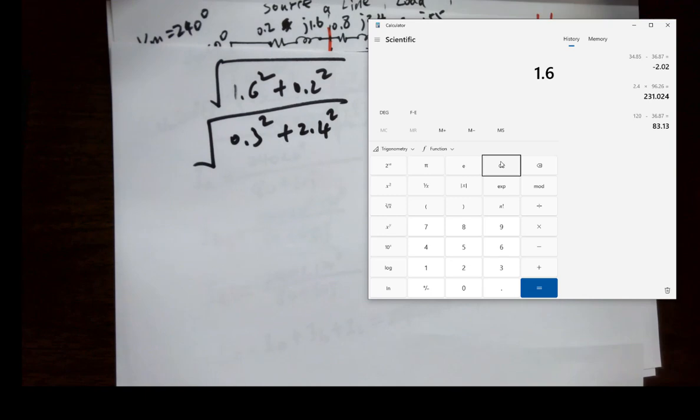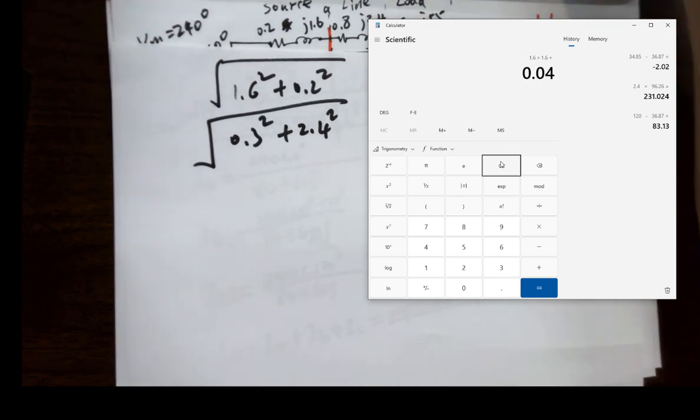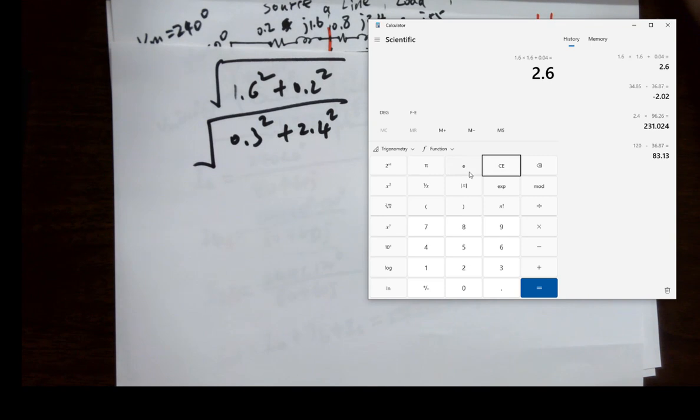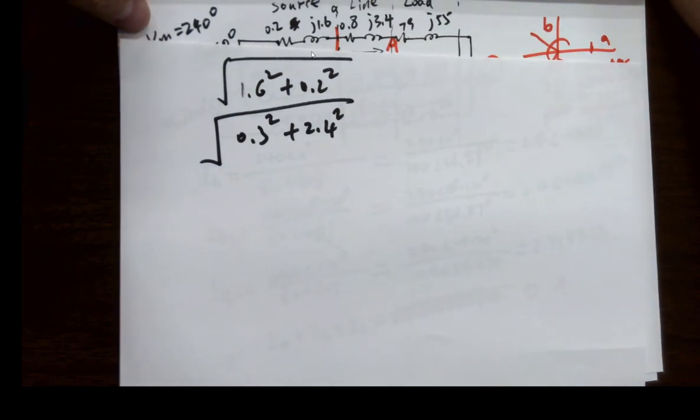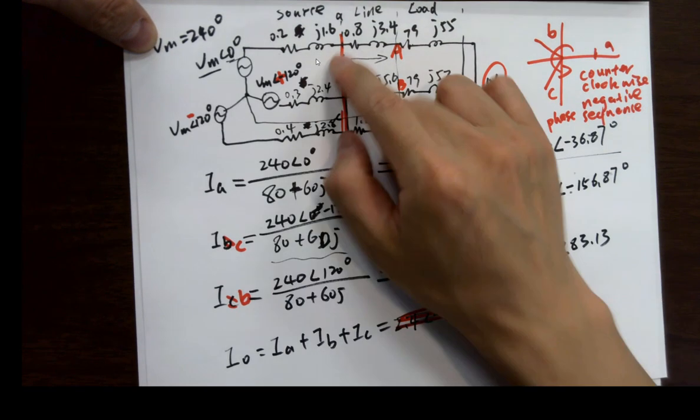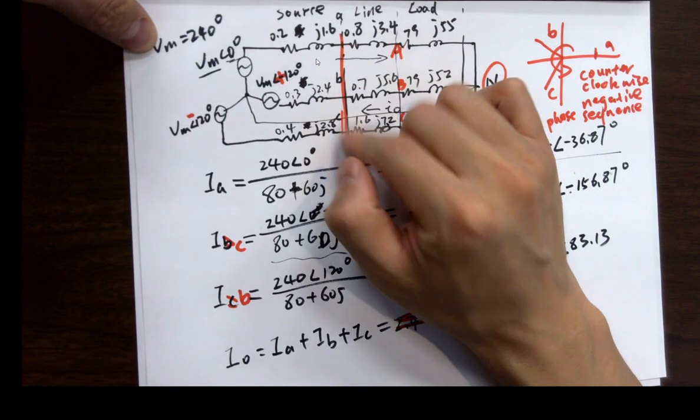1.6 times 1.6 plus 0.04, 2.6, okay? 0.09 plus 2.4 times 2.4. See? It's causing a different voltage drop in magnitude, but the phase change is going to be the same. So in that case, you are getting different voltage values or amplitudes at its terminals. So it's definitely unbalanced.